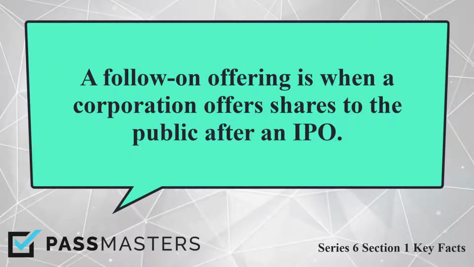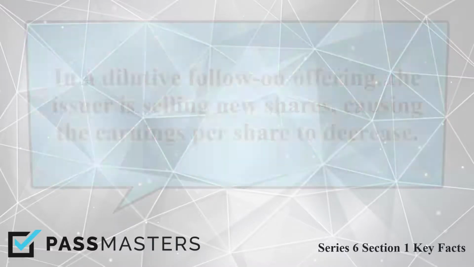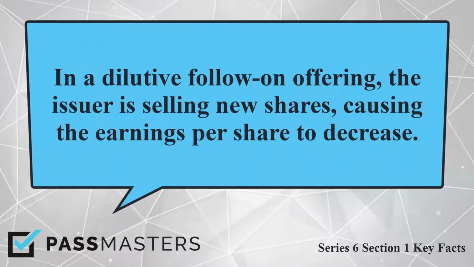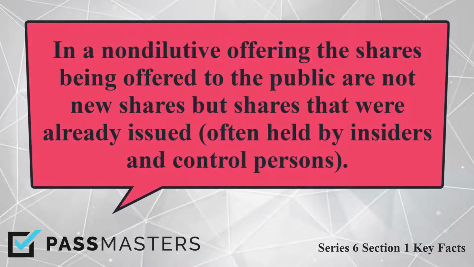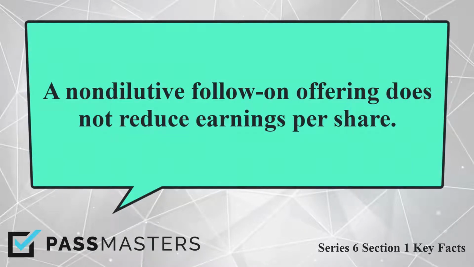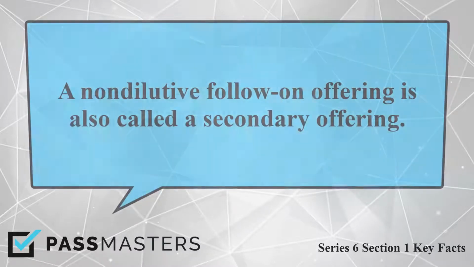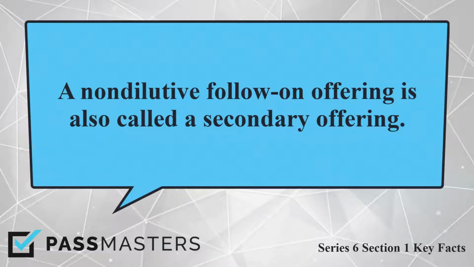A follow-on offering is when a corporation offers shares to the public after an IPO. In a dilutive follow-on offering, the issuer is selling new shares, causing the earnings per share to decrease. In a non-dilutive offering, the shares being offered to the public are not new shares, but shares that were already issued, often held by insiders and control persons. A non-dilutive follow-on offering does not reduce earnings per share. A non-dilutive follow-on offering is also called a secondary offering.